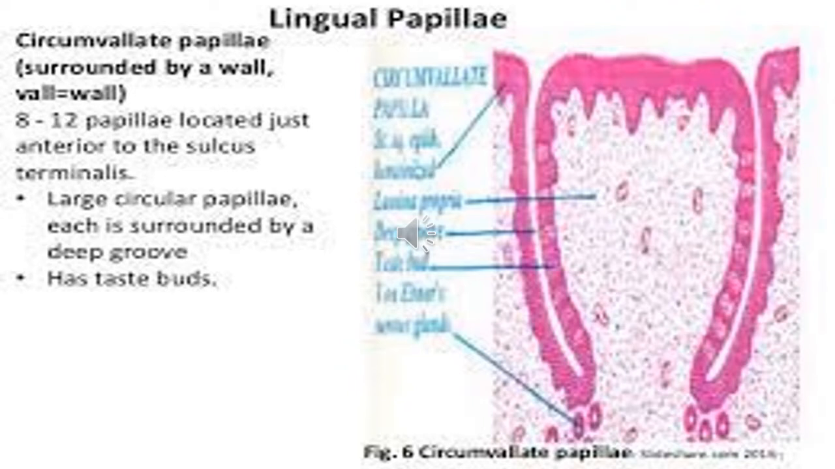So again in this diagram you can see the circumvallate papilla, which is surrounded by a wall. They are about 8 to 12 papilla, and they are located just anterior to the sulcus terminalis. Each of the circular papilla is surrounded by the deep groove where the opening of the von Ebner glands is present.